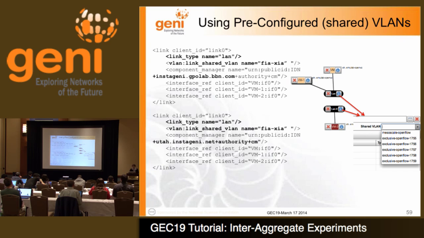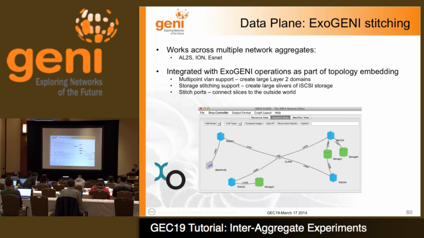Okay? Now, we talked about GENI stitching. We said in the beginning that there is also ExoGENI stitching. This works across multiple network aggregates: AL2S, ESnet, ION. It is integrated with the ExoGENI operation as part of the topology embedding. I don't know if any of you have used ExoGENI, but you can submit a topology to what they call an ExoSM, which is a central aggregate manager that manages resources in all the racks. Then it will do some topology embedding for you, and this is part of the service that is running there. It also supports stitching not only to another rack, but external stitching as well.